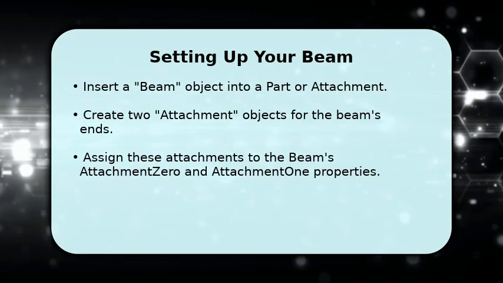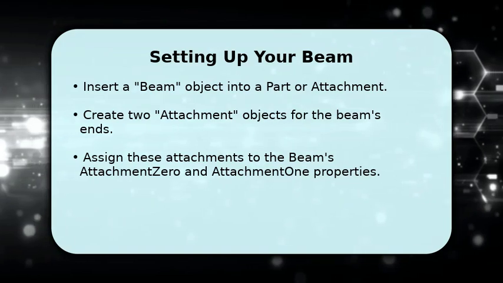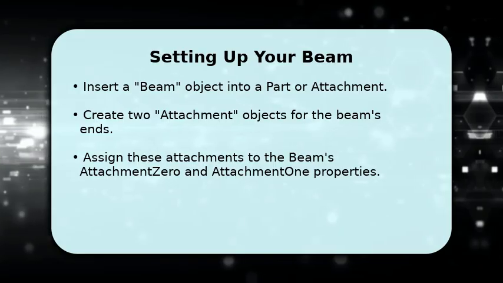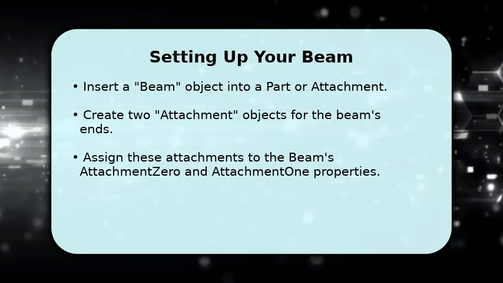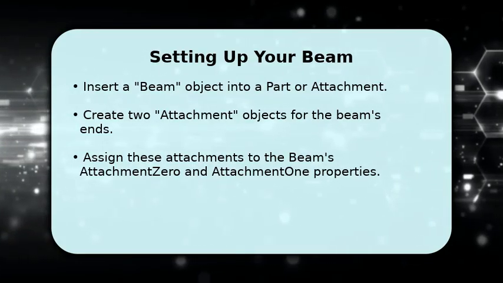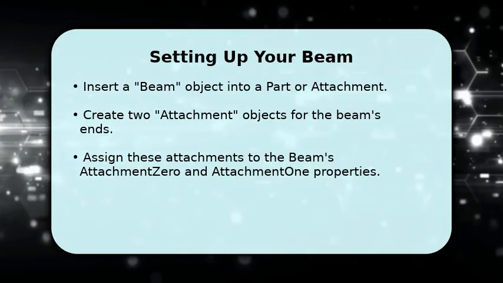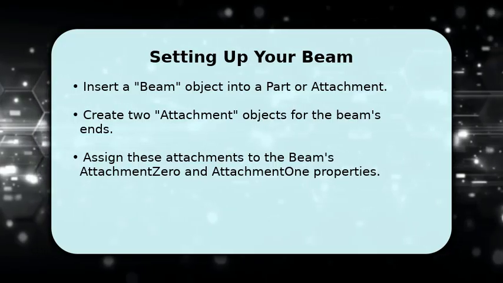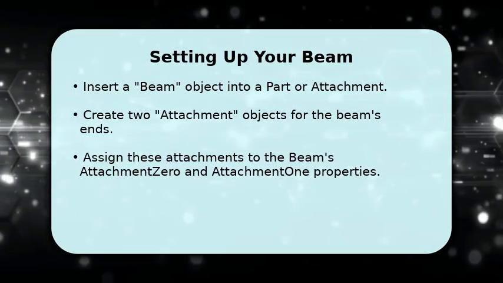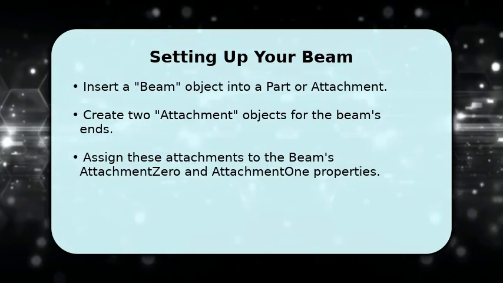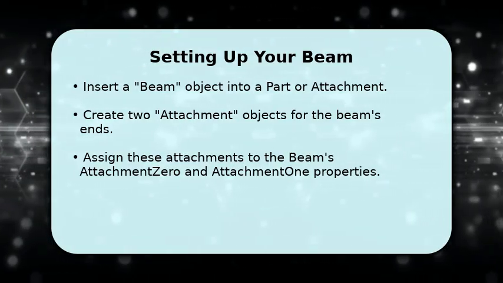To begin, insert a beam object into a part or directly into an attachment. Next, you will need 2 attachment objects. These define the beam's start and end points. Place one attachment at your desired origin and the second at the destination. Then, in the beam's properties, assign these 2 attachments to the attachment 0 and attachment 1 fields respectively. This establishes the beam's fundamental structure.